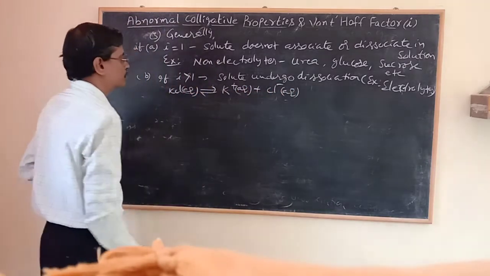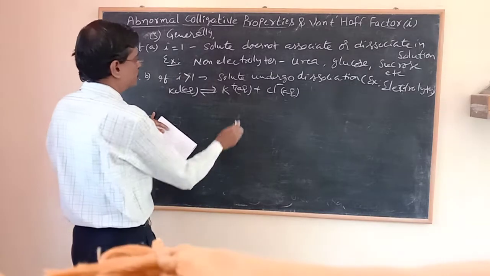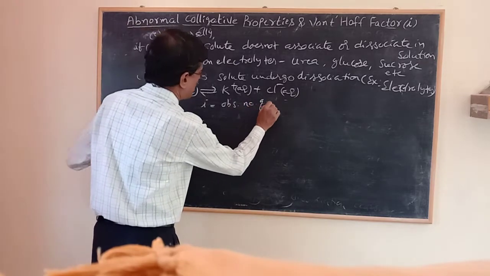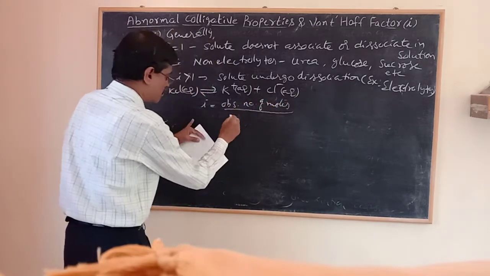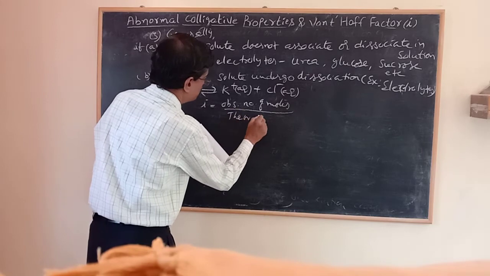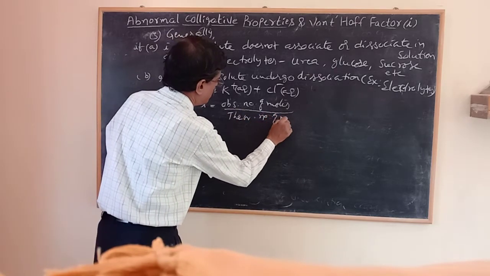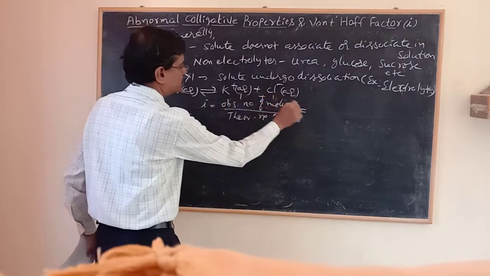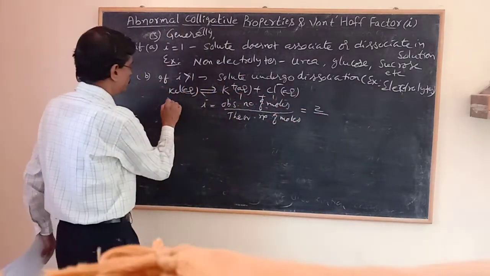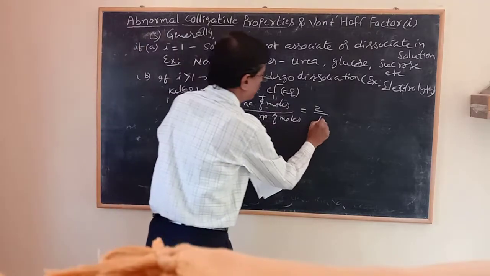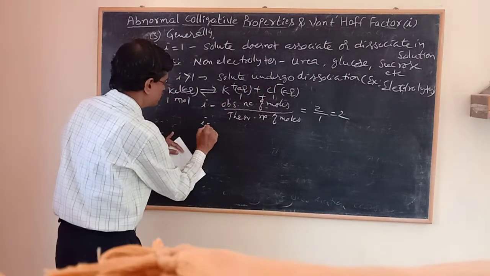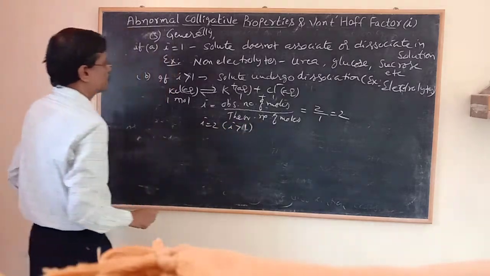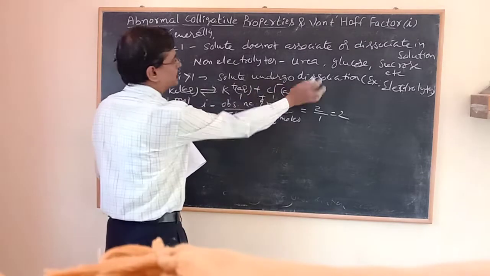In this case the number of moles we can calculate, and i is equal to observed number of moles divided by theoretical number of moles. Observed number of moles are 1 plus 1 is equal to 2, theoretical number of moles is only 1 mole, so 2 by 1 is equal to 2. This indicates that i is greater than 1. So this is about the dissociation.